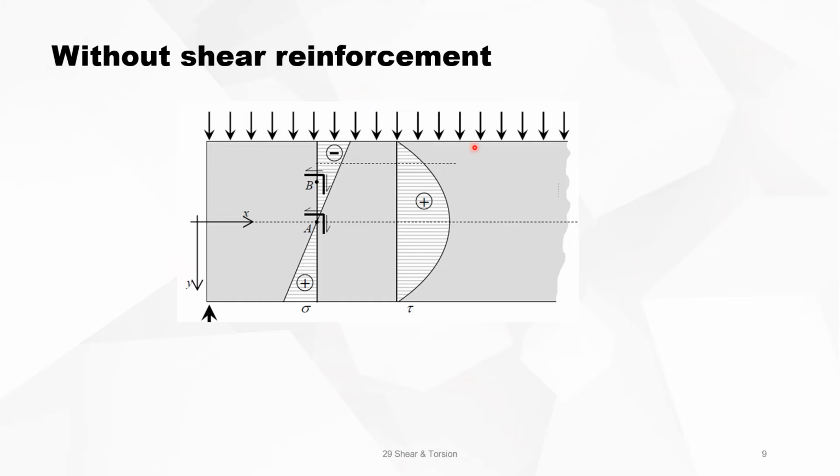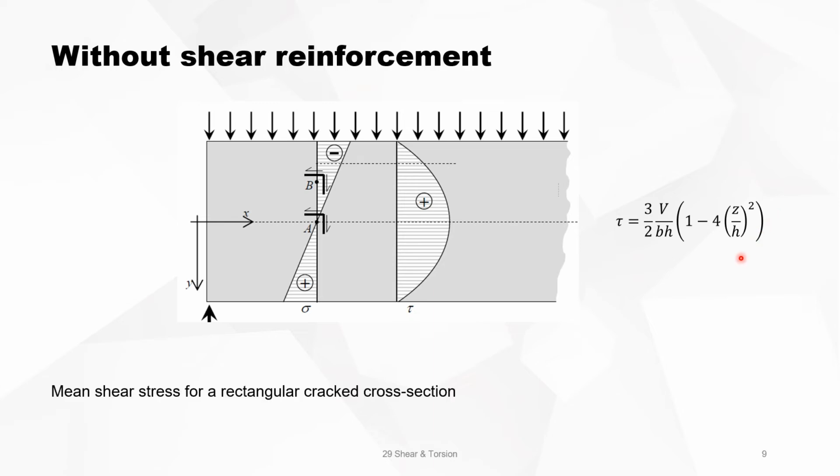So if you have a beam uniformly loaded, or loaded by a uniform distributed load, then you see that the shear stress is varying in the cross section with a maximum at the neutral axis. And this is, in an ideal case, the formula.